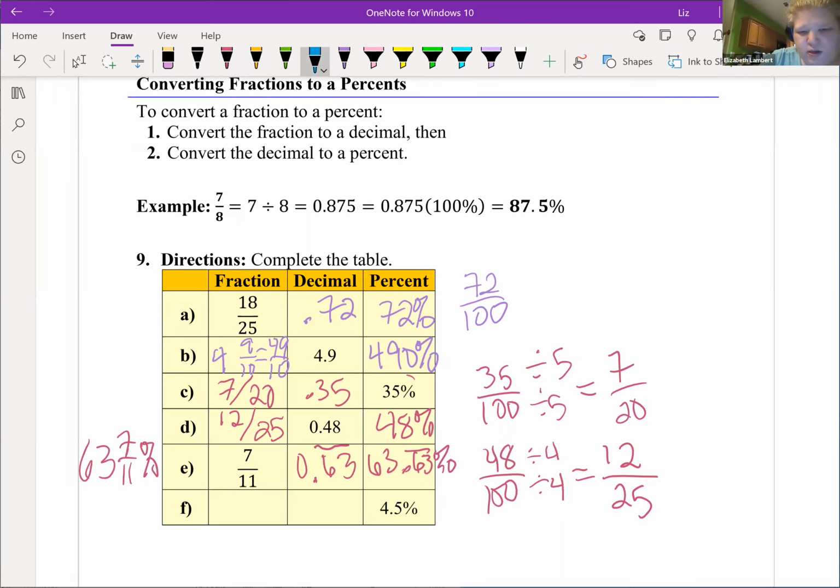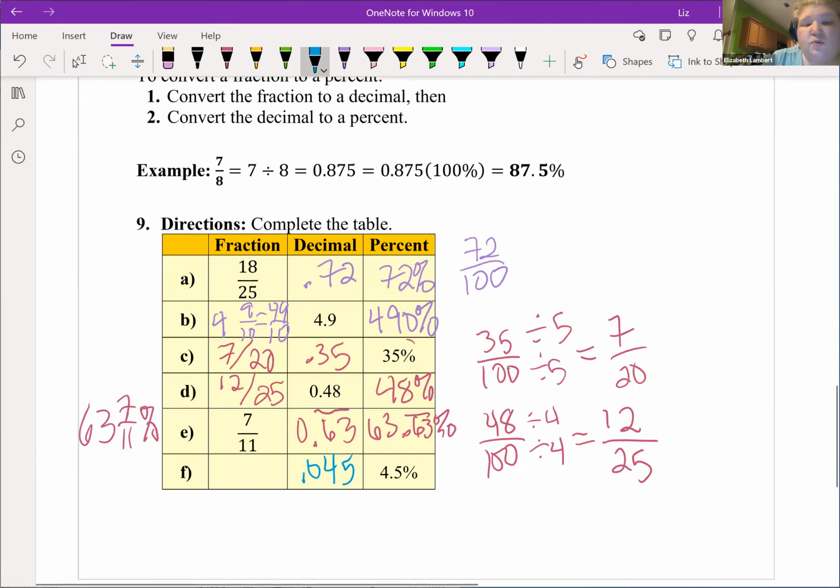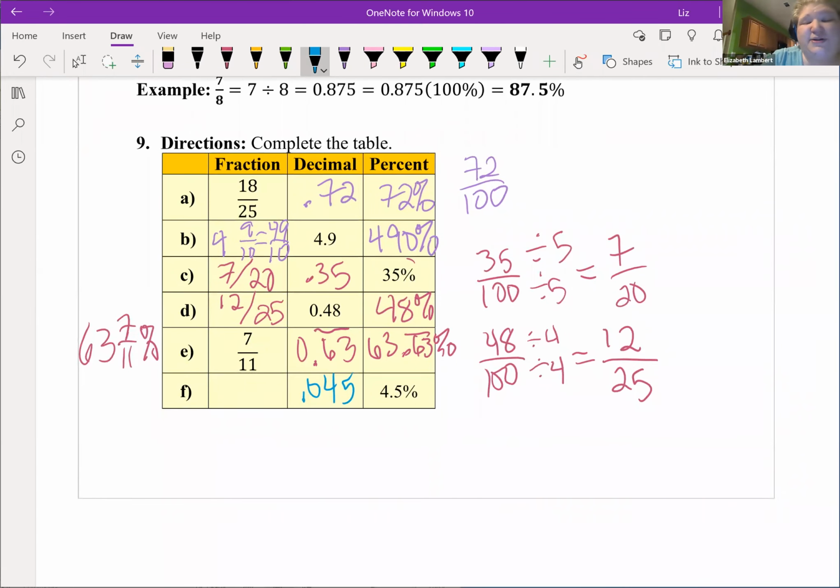All right, last one, 4.5, just like 35. The decimal made that smaller, so this is not going to become 450. It's going to go the other way, and we're going to get 0.045, which that is 45 1/1000ths. All right, well, divisible by 5. In fact, that is 9 5s.